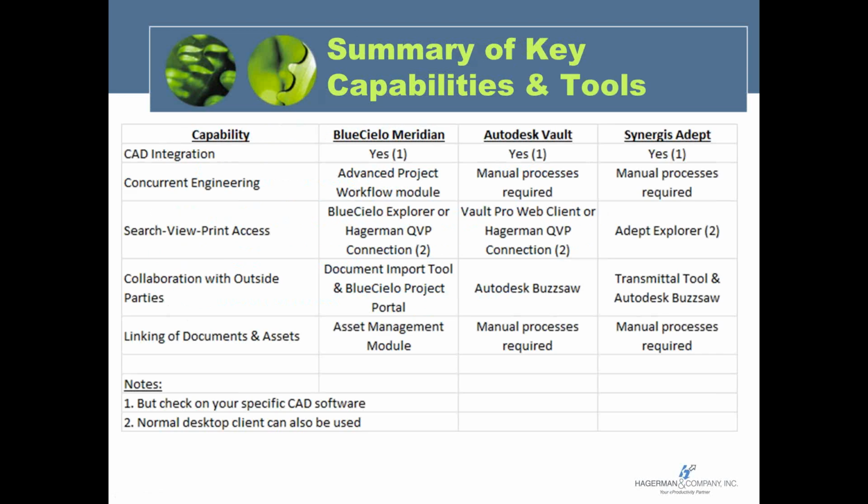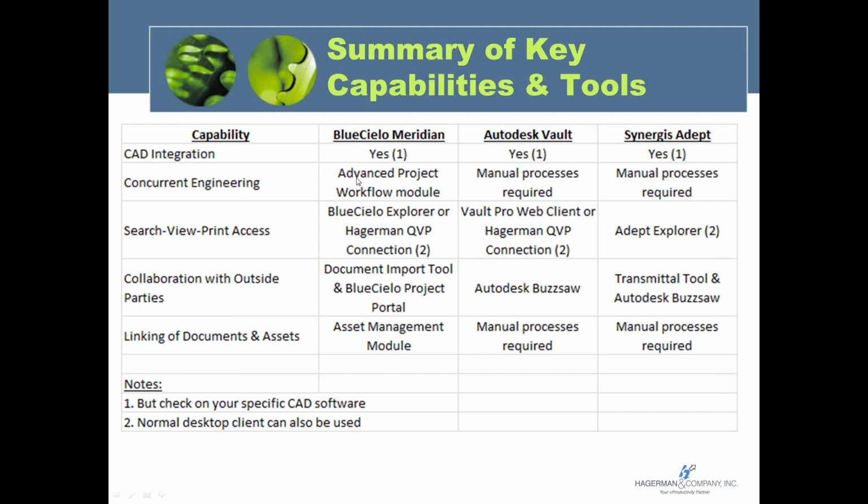And then, summarizing what we looked at: we looked at these 5 key areas plus general document management. These were the 5 key areas we looked at, and then the different systems we talked about. Again, they all have the CAD integration. Now, I did note, but check on your specific CAD software, especially if you're into Plant 3D, P&ID, Civil 3D.